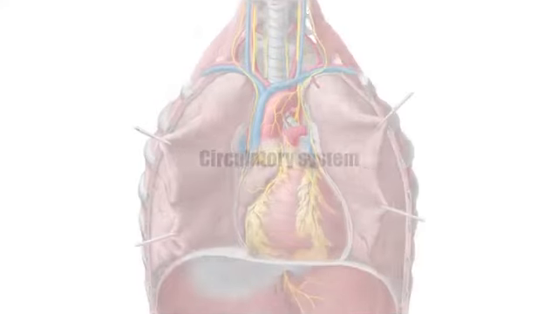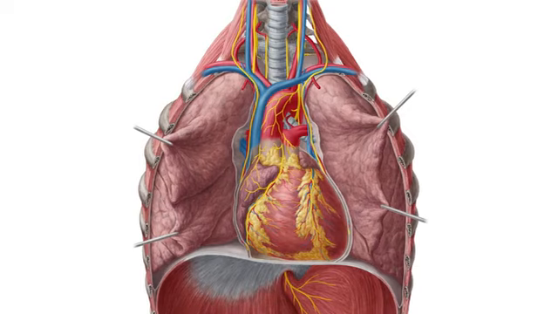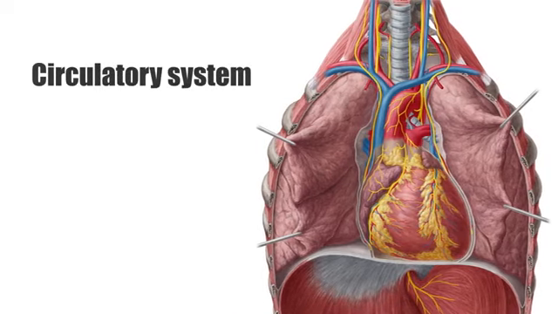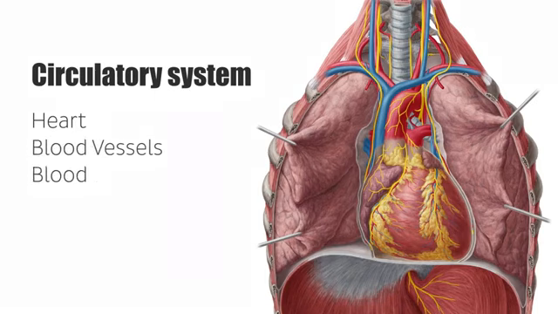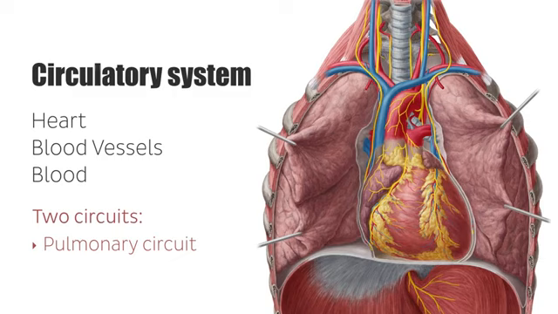Definition and anatomy of the circulatory system or the cardiovascular system. The circulatory system is comprised of the heart, the blood vessels, and the blood. It consists of two circuits that carry blood around, the smaller being the pulmonary circuit, which runs between the heart and the lungs, and the larger being the systemic circuit, which runs between the heart and the peripheral tissues.